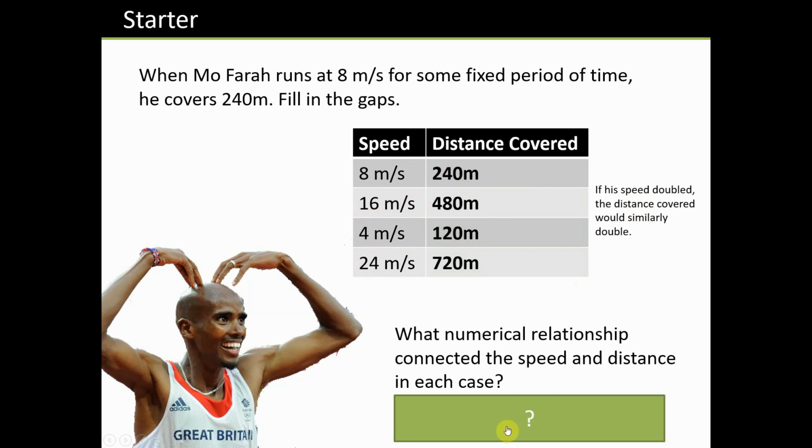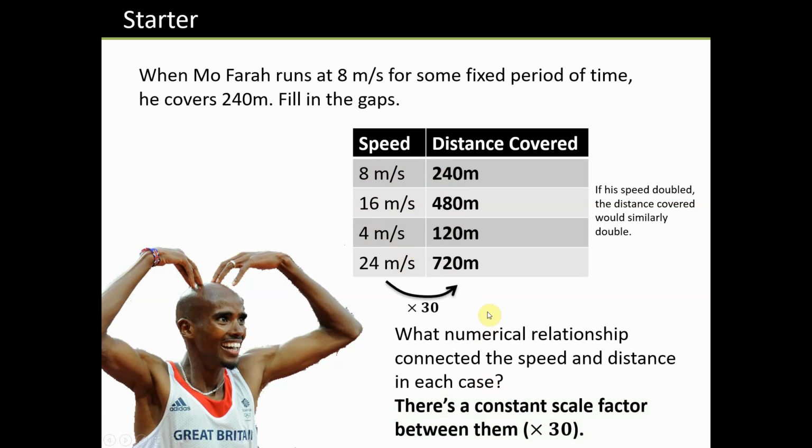If we think about the numerical relationship that connects these, how can we find the distance from the speed? Well, 8 times by 30 will get me 240. 16 times by 30 will get me 480. 4 times by 30, 24 times by 30. So there's a constant scale factor. Scale factor is just a fancy word for multiplying by a number. Think about when we've done similar shapes, they have a scale factor. It increases or decreases the shape depending on the number. This has got a scale factor as well. It's common between them all, and it's just a way of showing how it increases or decreases.